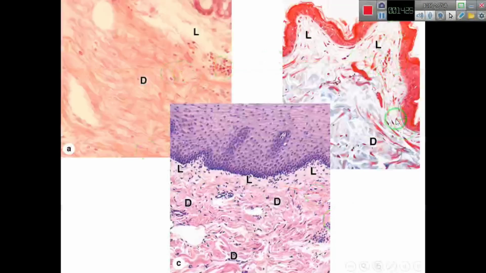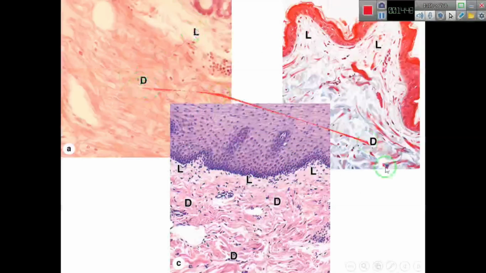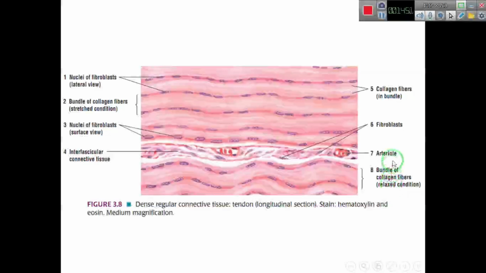Usually we have a loose connective tissue under all epithelium. Immediately after the epithelium we have loose connective tissue. You can see epithelium here, immediately we have loose, and then we have a dense connective tissue. Again here we have epithelium, then loose connective tissue and dense connective tissue. Also again here, epithelium, loose connective tissue and dense connective tissue.